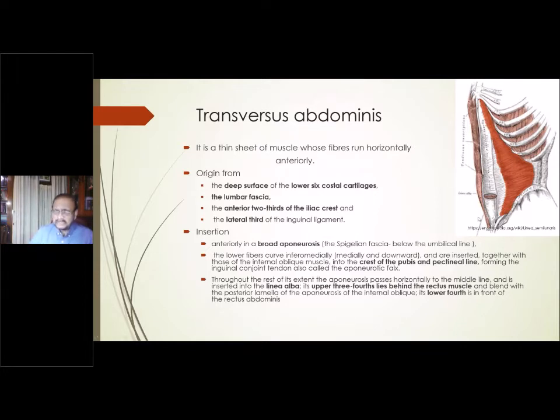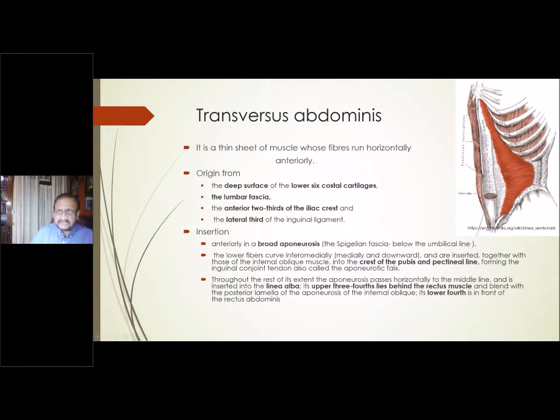are now running horizontally. So you had one coming down and medially, the other going up and medially, and now we go to transverse fibers, right? It basically arises from the deep surface of the lower six costal cartilages, the lumbar fascia, the anterior two-thirds of the iliac crest, and the lateral third of the inguinal ligament. So the fibers are lying just behind the internal oblique, along the iliac crest, the spheric spine, and the inguinal ligament, right?